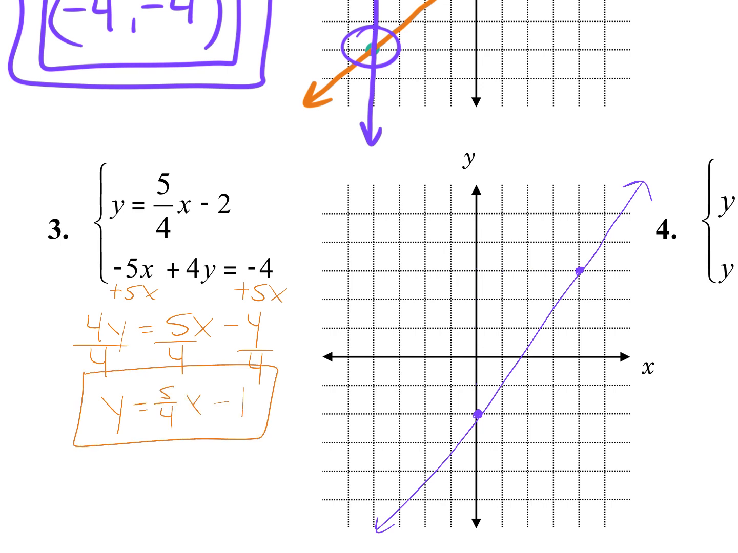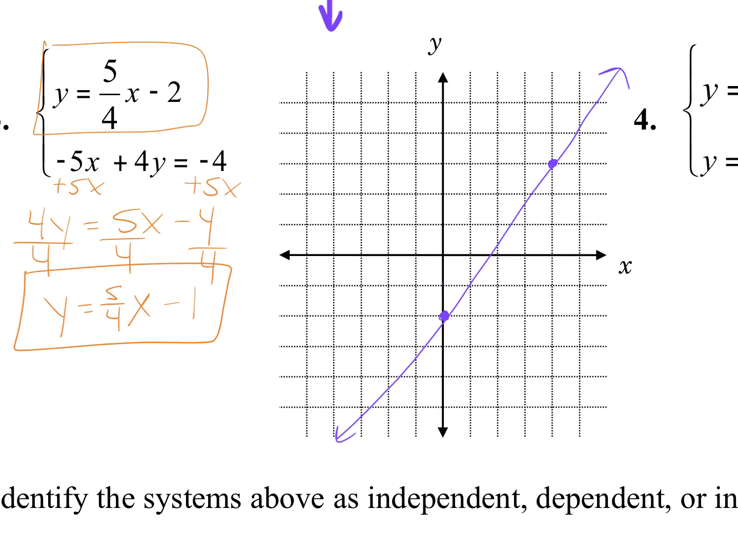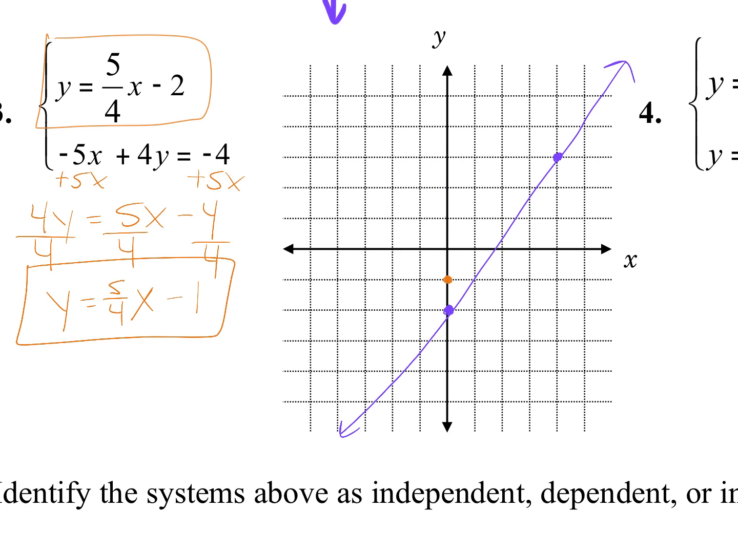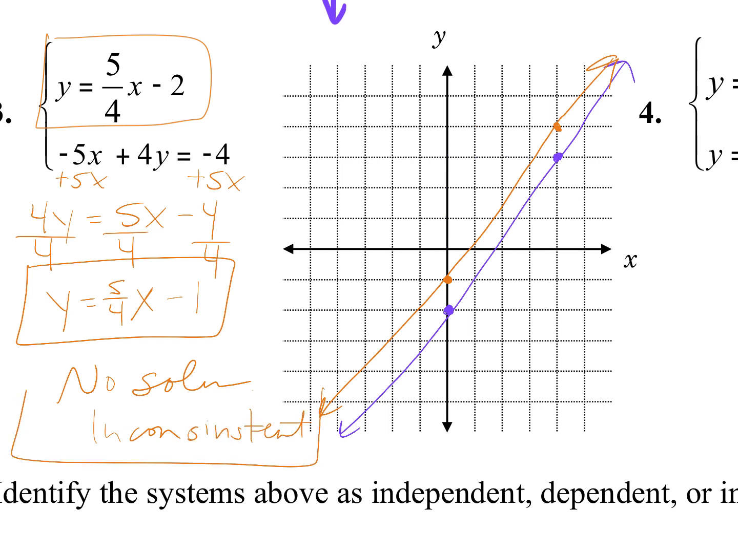Now look at your two equations. 5/4 x minus 2 and 5/4 x minus 1. What's going to happen there? They're parallel. So down 1, you would put a point here, and then up 5, 1, 2, 3, 4, 5, 1, 2, 3, 4 over, puts you here. So your graph looks like this. What's your solution? How many solutions do you have? No solution. No solution because they are inconsistent. Right? Parallel lines. They'll never touch.